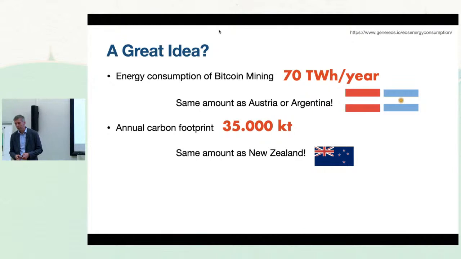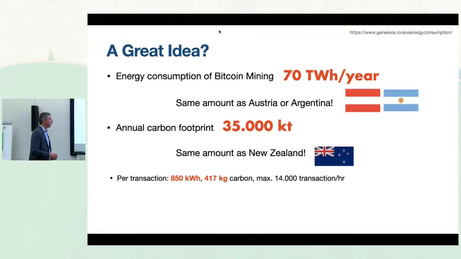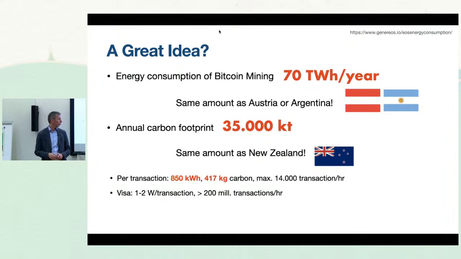For each transaction on Bitcoin, we need 850 kilowatt hours. We produce around 400 kilos of carbon, and technically, there's a limitation of 30,000 transactions per hour. Just for comparison, I have numbers from Visa, but I think MasterCard and others are very similar. A credit card transaction requires between 1 and 2 watts per transaction, and they can process more than 200 million transactions per hour. So compare this.